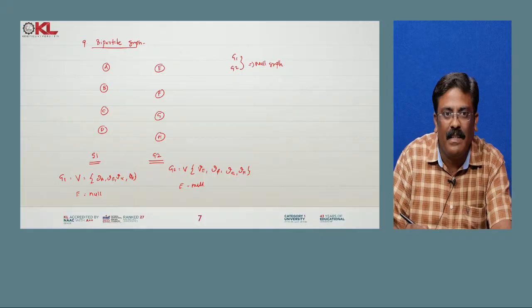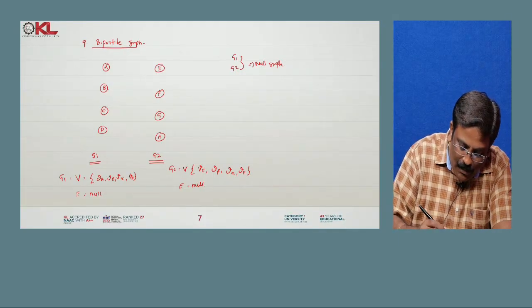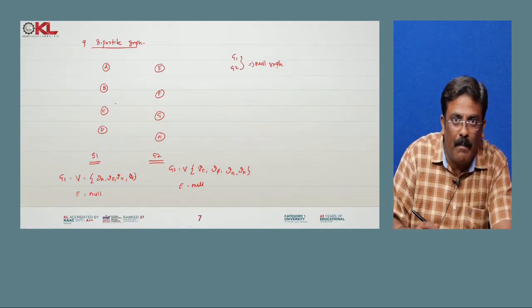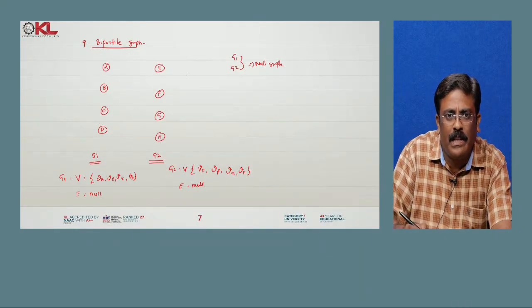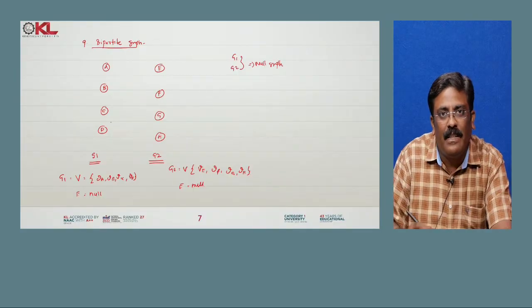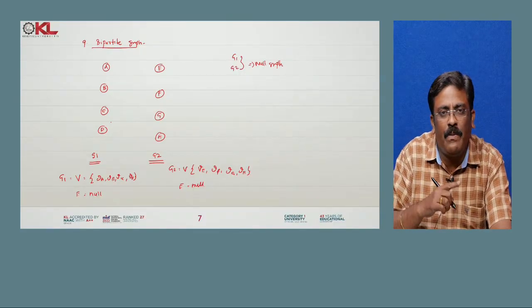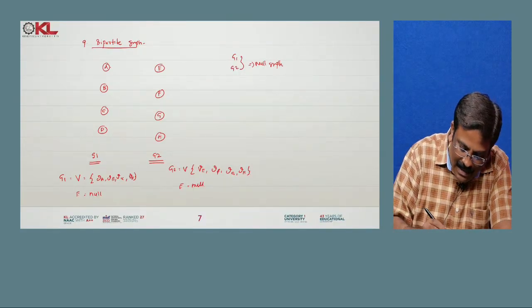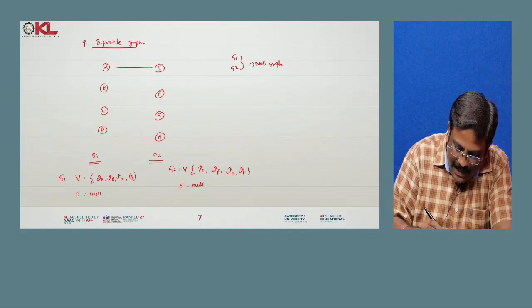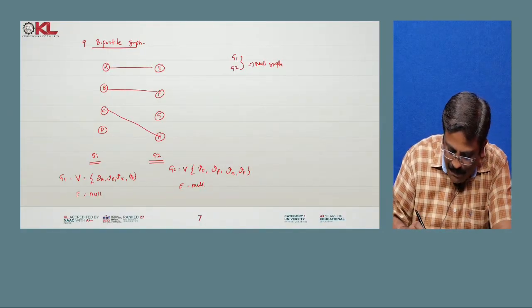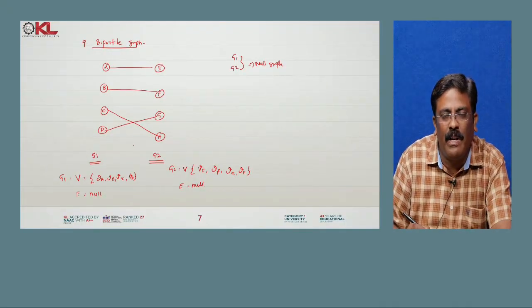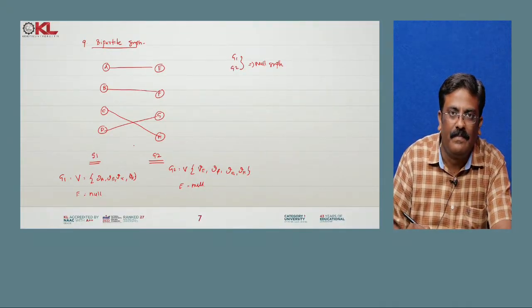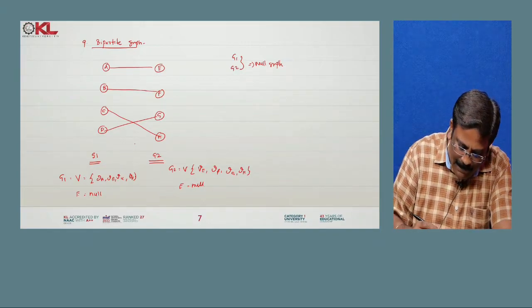It means there are no edges among the nodes within G1, and there are no edges among the nodes within G2. Instead, the edges will be present between G1 and G2. That means the edges can be connected like this. The edges can be connected like this. So we call this particular graph a bipartite graph.